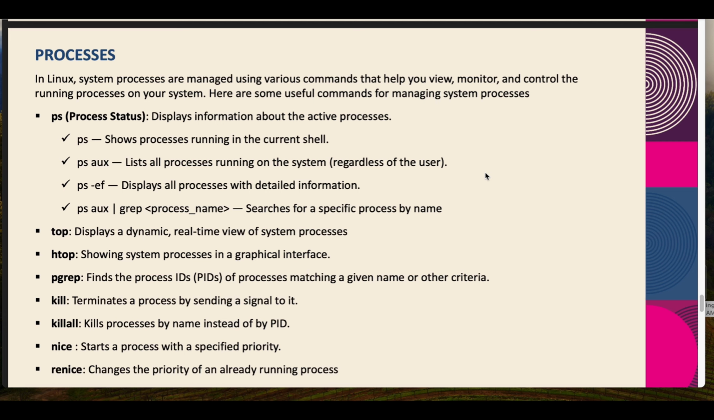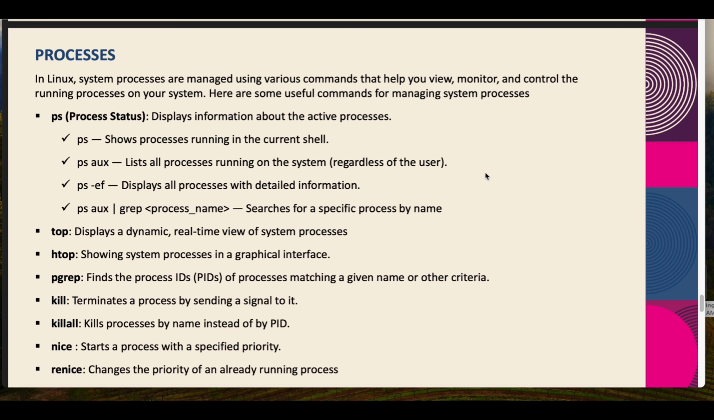Before we start with the process section, let's quickly recap what we have learned so far. In the first section, we learned about file management: how to create a new file, how to modify or edit a file, how to delete a file. In the second section, we learned about directory management: how to create a directory, parent-child directories, how to move a directory from one directory to another, how to copy the data from one directory to another, and how to delete a directory.